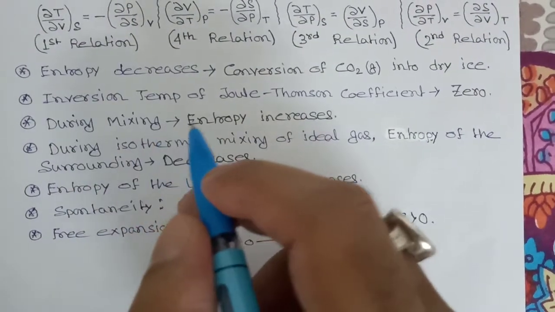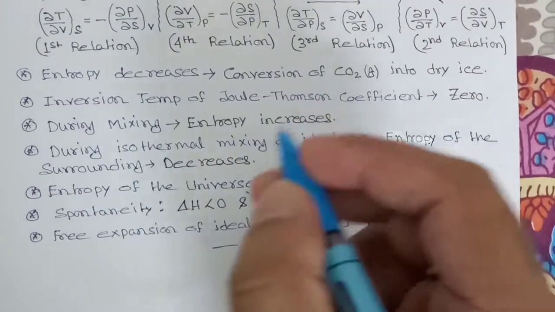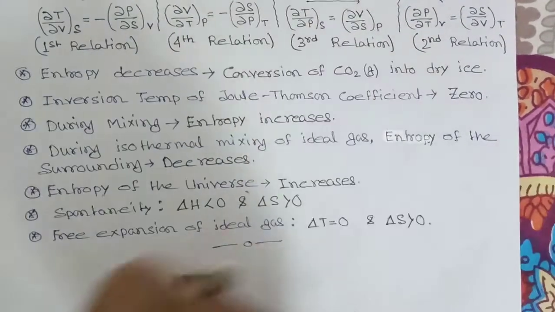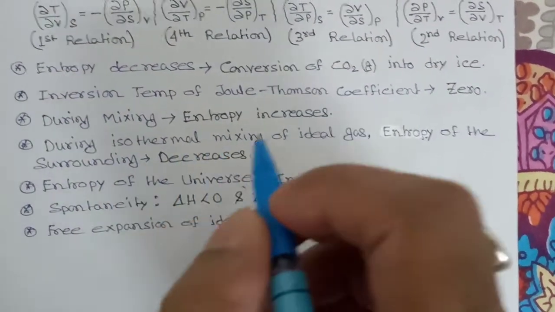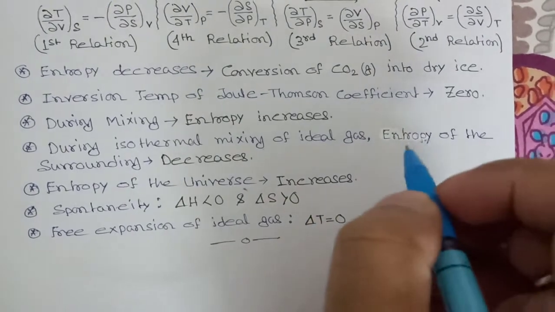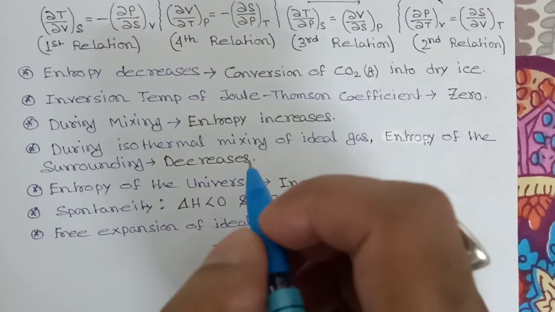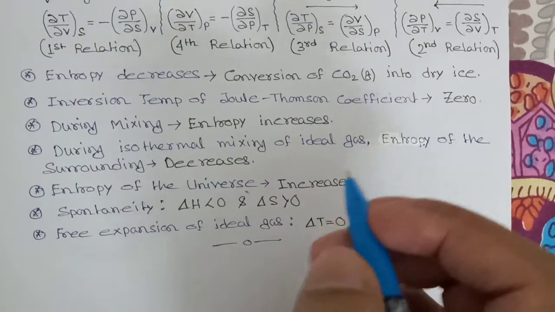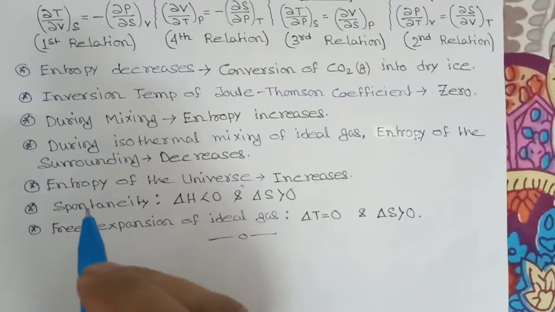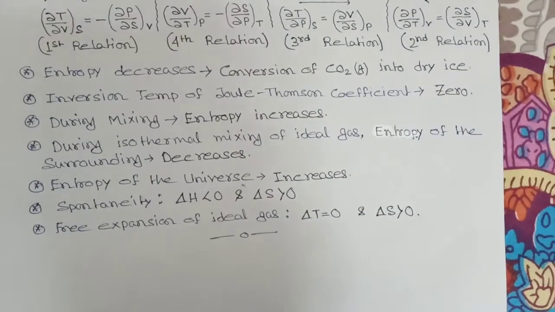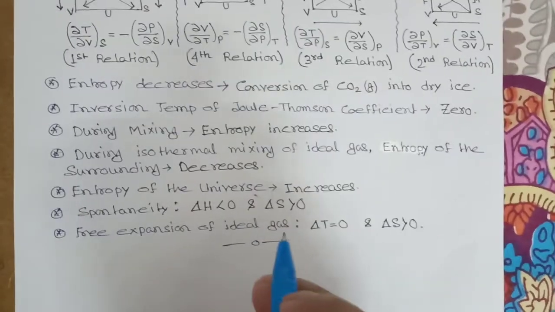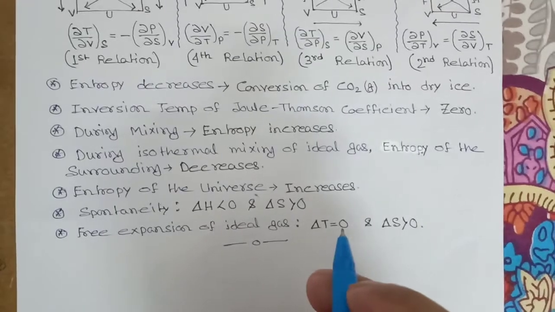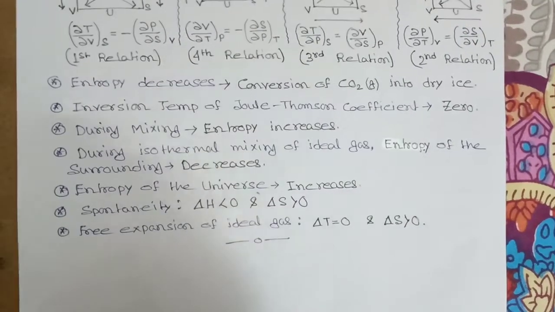During mixing, randomness will increase, so entropy will increase. During isothermal mixing of ideal gas, entropy of the surroundings will decrease. Entropy of the universe always increases, and the condition for spontaneity is ΔH less than 0 and ΔS greater than 0. In free expansion of an ideal gas, ΔT will be equal to 0 and ΔS will be greater than 0.